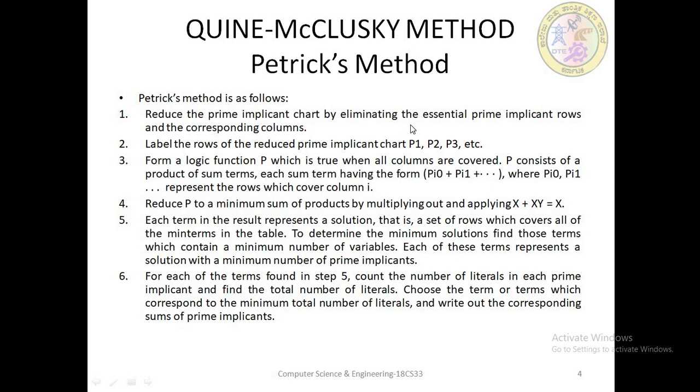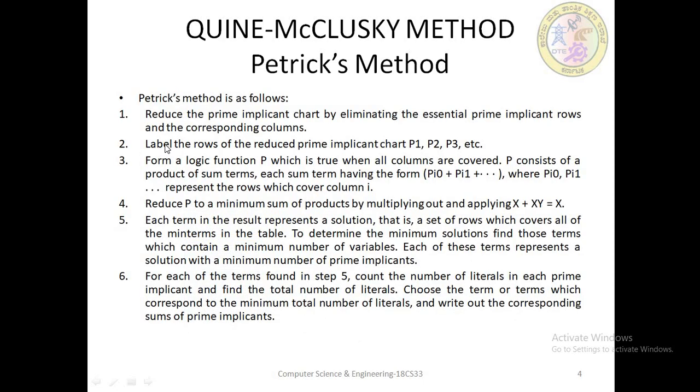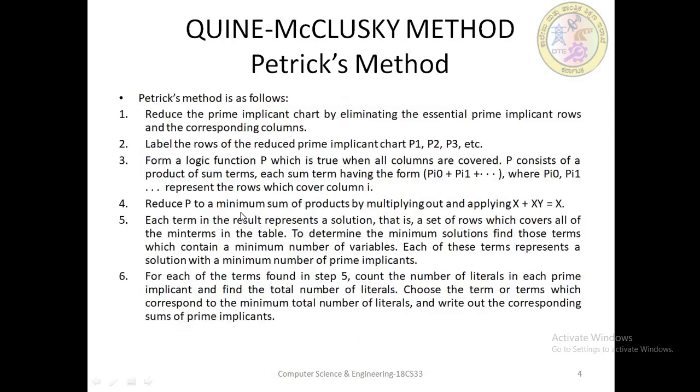First, reduce the prime implicant chart by eliminating the essential prime implicant rows and corresponding columns. Here we will have a prime implicant chart. Let me show it here. This is a prime implicant chart for your example, where we have some combinations and the corresponding outputs. Next, label the rows of the reduced prime implicant chart P1, P2, P3. Here you have seen the priority levels.